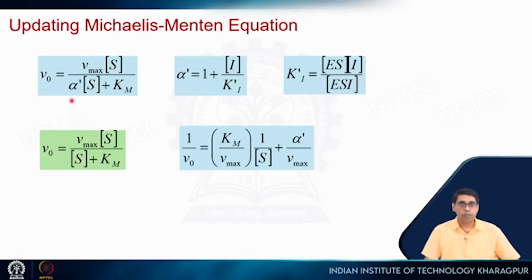So if I do the math in the same manner, right? Ki dash is defined as this. I will define alpha dash as 1 plus I by Ki dash, and I will get this equation. In this case, instead of alpha being multiplied to Km, it gets multiplied to the substrate. So this is alpha dash, right? And this is your uninhibited equation. If I flip it, then it will look like this. Instead of alpha getting multiplied here, my alpha dash goes here, right?